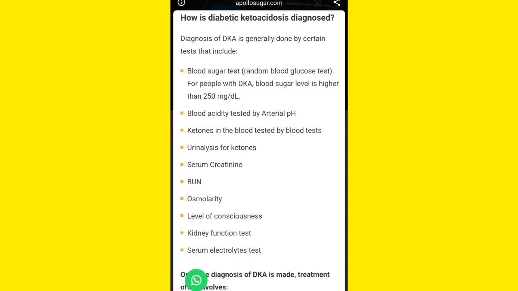And another thing, you can also check the BUN, blood urea nitrogen. You can also check serum creatinine, osmolarity, all these things, and how much consciousness the patient is having. So the level of consciousness also gives you an idea. You can also check the KFT, that is the kidney function test, because these patients often have diseased kidneys. Sometimes due to diabetes, it affects the kidney also. And you can check the serum electrolyte test. So all these things you can check and you can diagnose that the patient is having diabetic ketoacidosis.